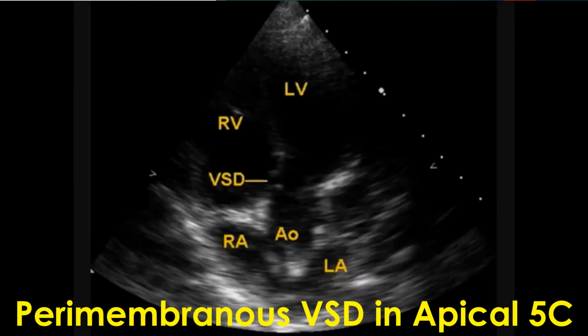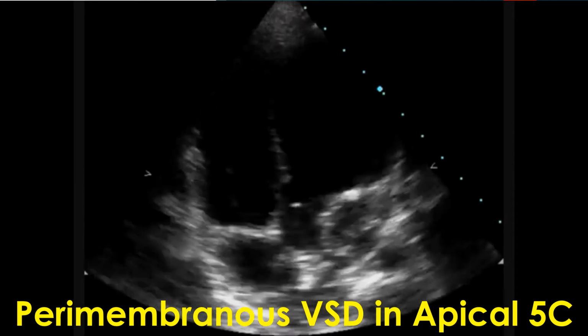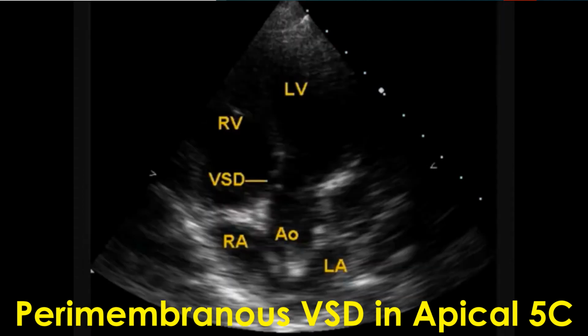Apical 5-chamber view showing the subaortic perimembranous ventricular septal defect. Sometimes it may be associated with aortic regurgitation, though not seen in this case.